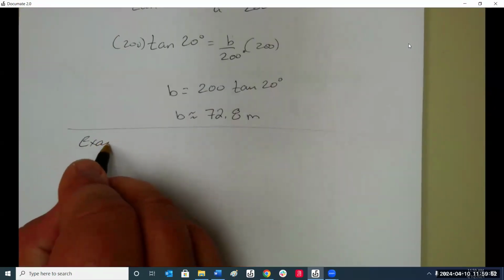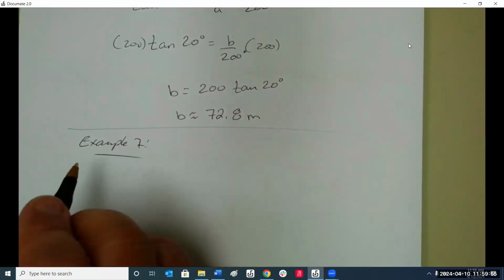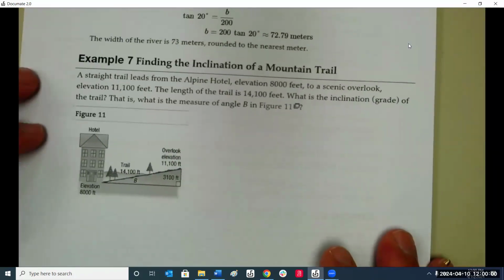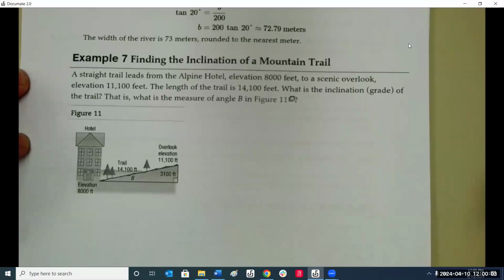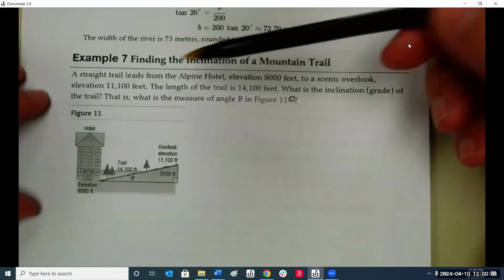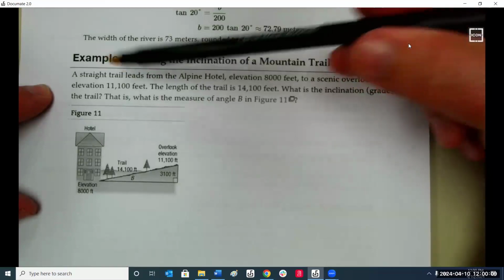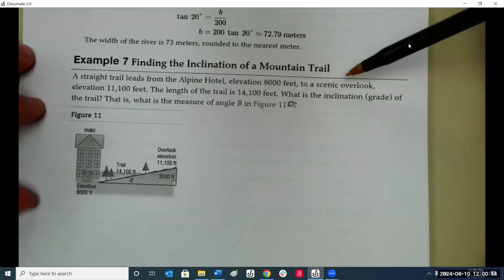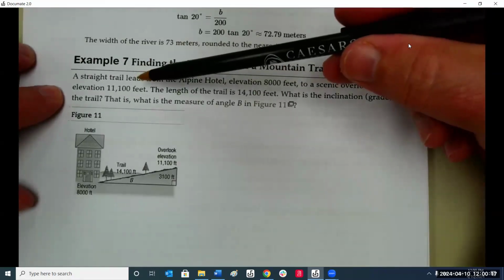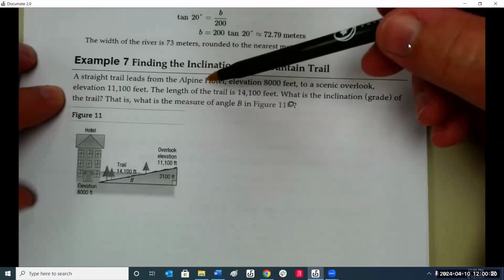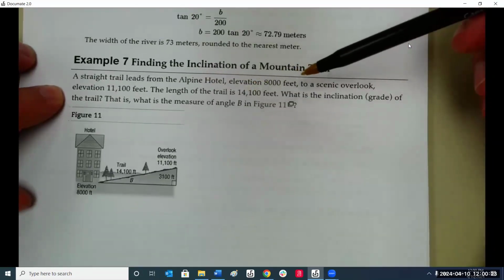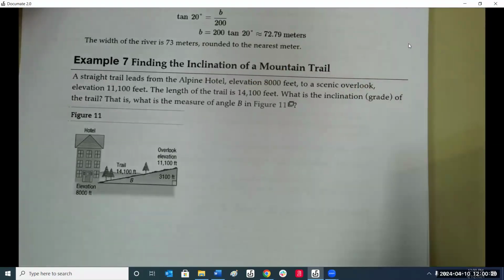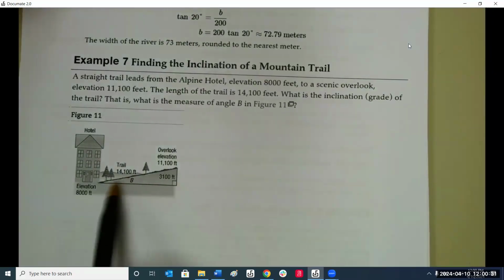Example 7. Finding the inclination of a mountain trail. A straight trail leads from an alpine hotel at elevation 8,000 feet to a scenic overlook elevation 11,100 feet. The length of the trail is 14,100 feet. What is the inclination grade of the trail? In other words, what is the angle from the horizontal?